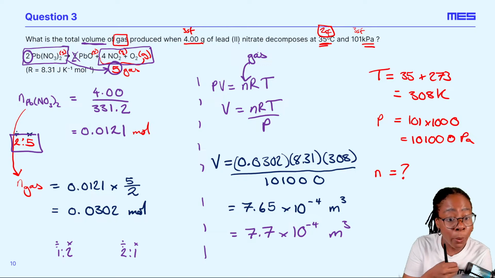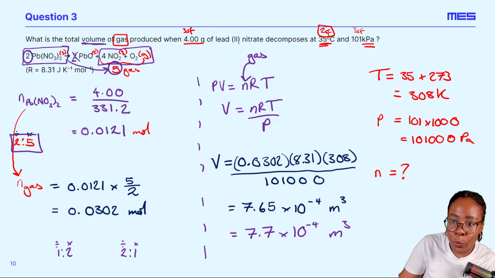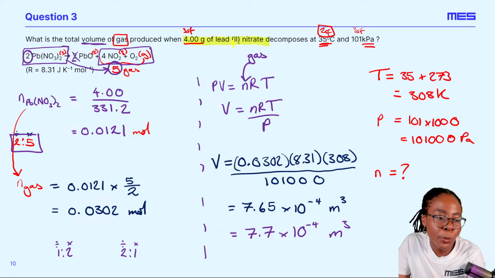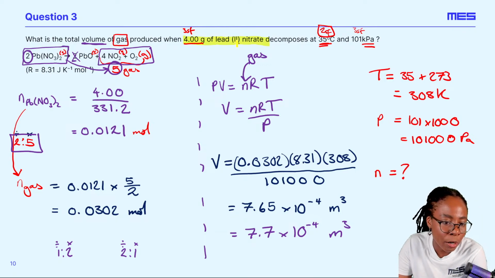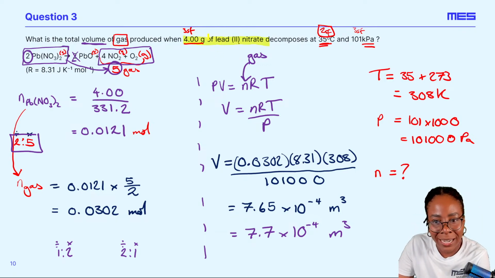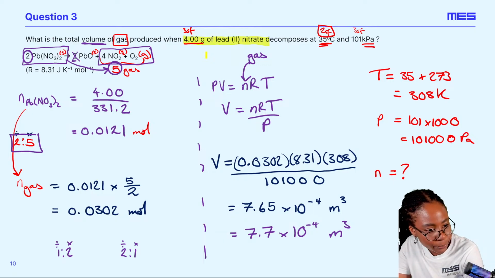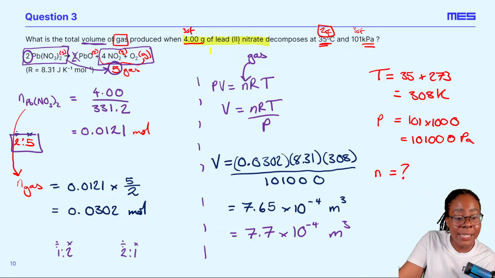We did, because we were given enough information to calculate the number of moles of our lead-2 nitrate. Because in the question, we were given the mass of the lead-2 nitrate, and then from the periodic table, we can figure out the Mr. We didn't have enough information to calculate the moles of the gas from the data given. So we had to use the moles of the lead-2 nitrate and then the molar ratio to give us the moles of the gas.